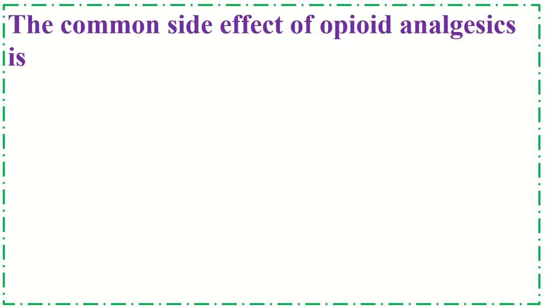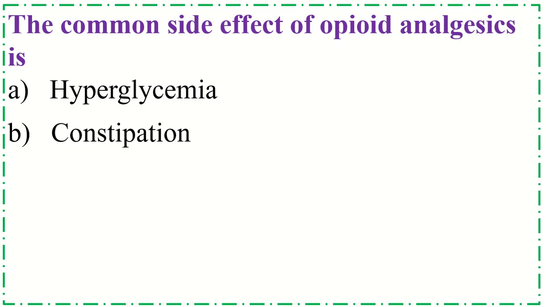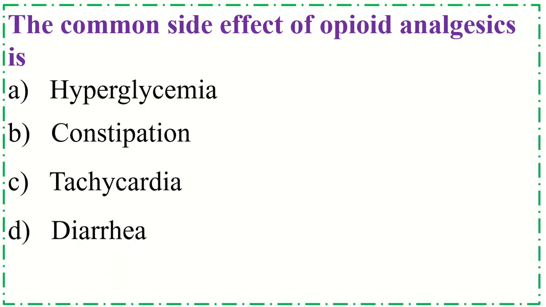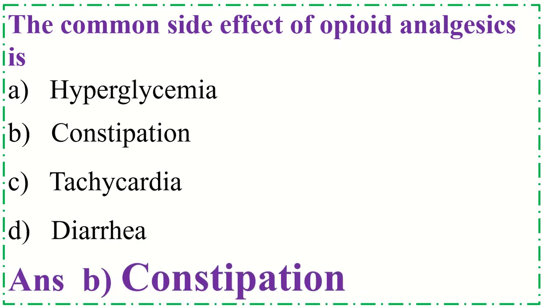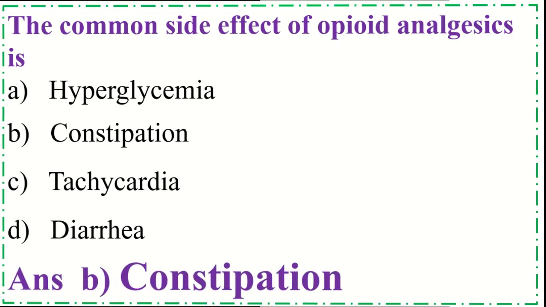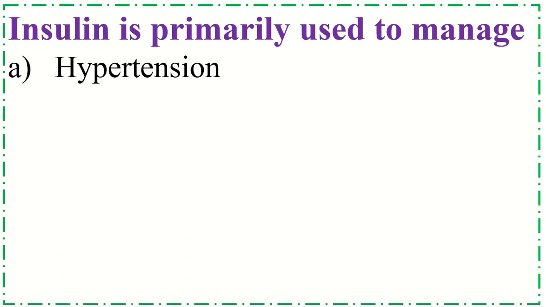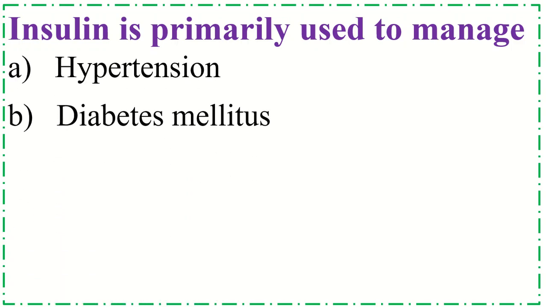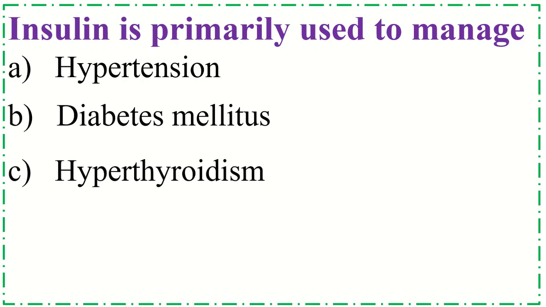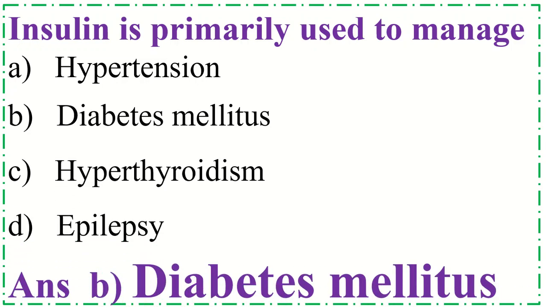The common side effect of opioid analgesics is option A hyperglycemia, B constipation, C tachycardia, D diarrhea. Correct option is B constipation. Insulin is primarily used to manage option A hypertension, B diabetes mellitus, C hyperthyroidism, D epilepsy. Correct option is B diabetes mellitus.